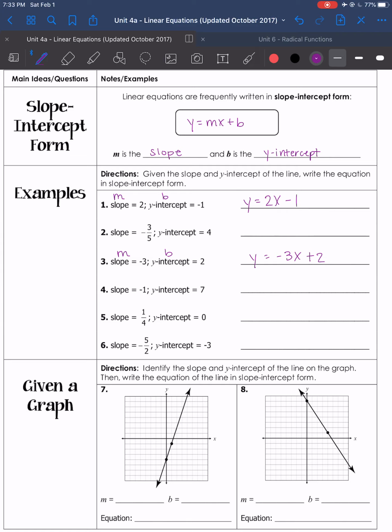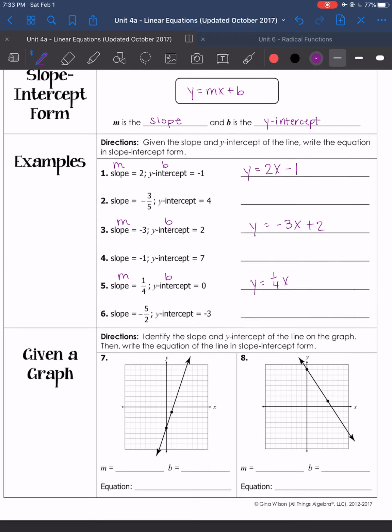And last but not least, slope is 1/4. So m is 1/4 and the y-intercept is 0. I'm just going to plug it in. y equals 1/4, still don't know x. You could put the plus 0, but you don't have to put it. It's just a 0, so it's not super important. Alright, so that's how you write them in slope-intercept form if you're given the slope and a y-intercept.